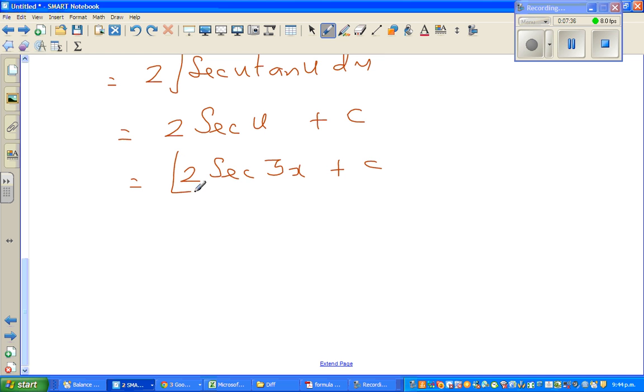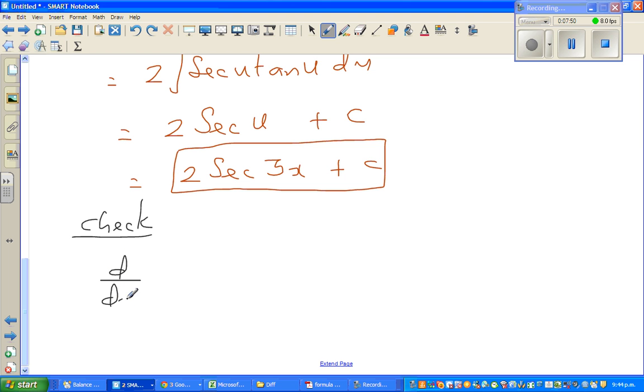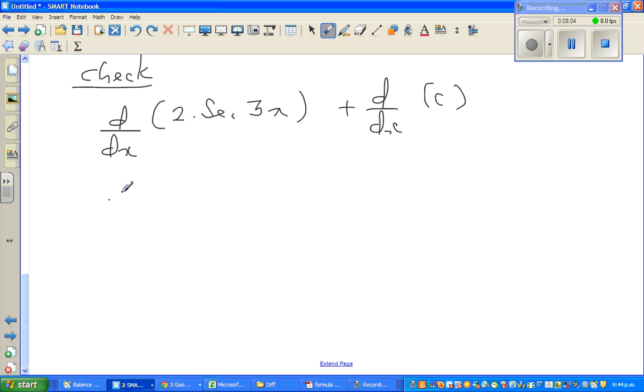Now you may wonder, how can this be the integration? It's always good to check your answer. So I'm going to check. I want to find d by dx of 2 times sec 3x plus d by dx of c. You can take the 2 out. Here I'm not going into the long process. You have to do the inside function. So what's the inside function? When you differentiate, the inside is 3x.